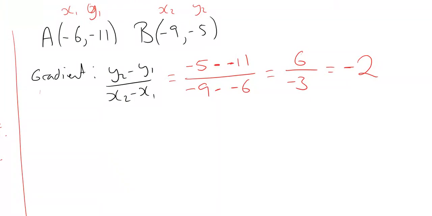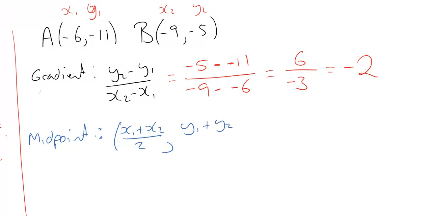Right, let's move on to the midpoint. Now, for the midpoint formula, we just have to add them up and divide. We alluded to this in the last example. So the midpoint will be x1 plus x2 divided by 2. And then the average y coordinate will be y1 plus y2 all divided by 2.